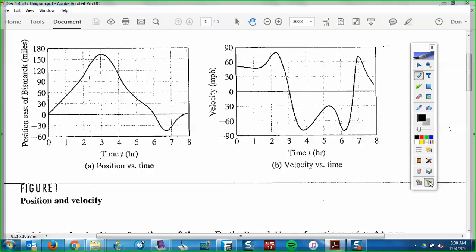T is going to be the elapsed time in hours since noon. P of T is going to be the position in miles on the interstate. And V of T is going to be the eastward, that's important now, eastward velocity. So why does that matter? Because it's direction and speed. So if my velocity is positive, what's that tell you? We're going east. Velocity is negative, we're going west, right?